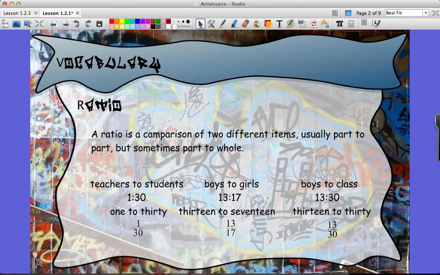Right, so if you're also looking at a class and you look at the number of boys in class to the number of girls in class, that would be a part-to-part ratio. However, if you were looking at the number of boys to the total number of students in class, you're looking at a part because part of the class is made up of boys, and then you're looking at a whole because the class is one whole.